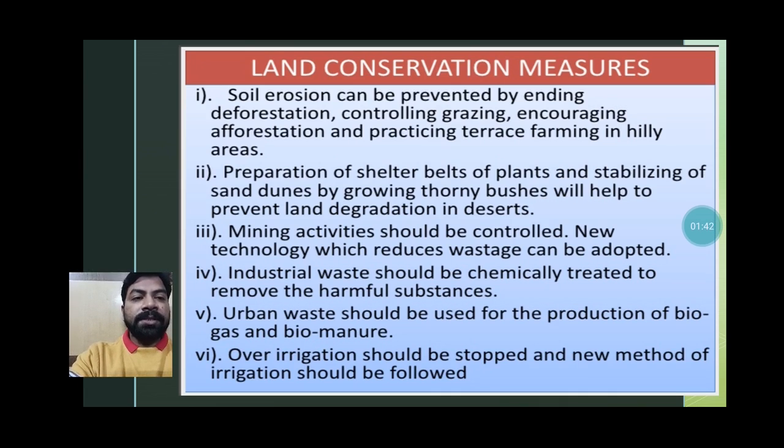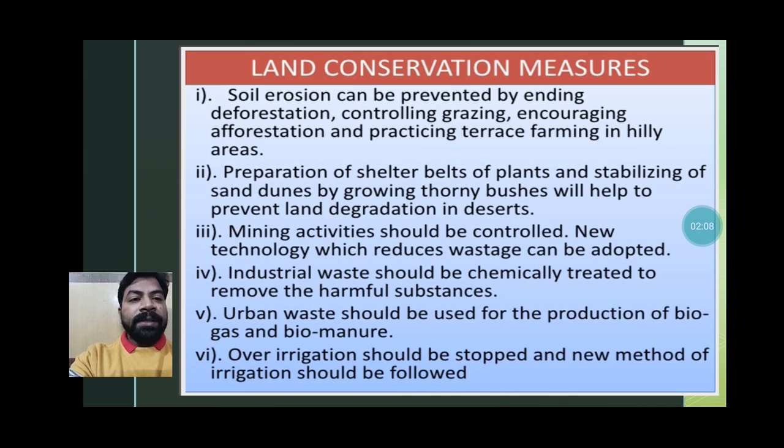So how is land degrading in desert areas? The land which is fertile and where farmers are doing cultivation, they grow plants on the edges, and that is called shelter belts. These shelter belts are generally thorny bushes which protect the farm from the sand dunes.